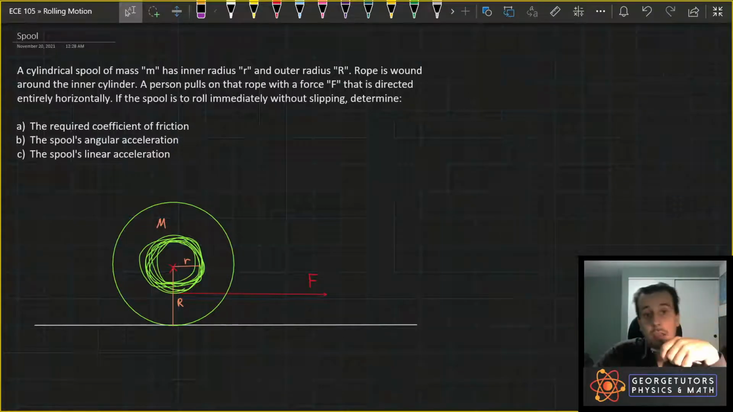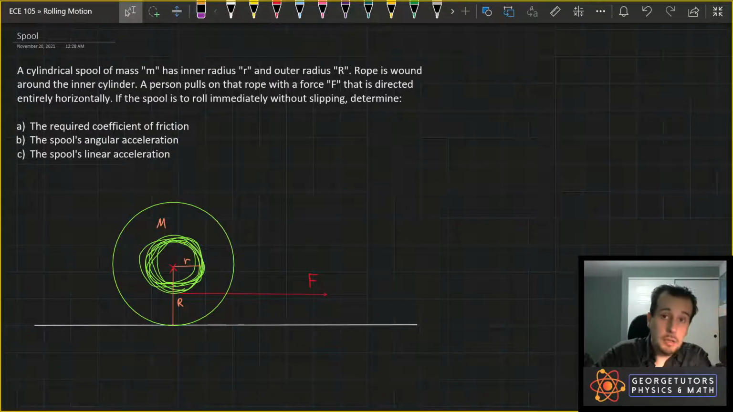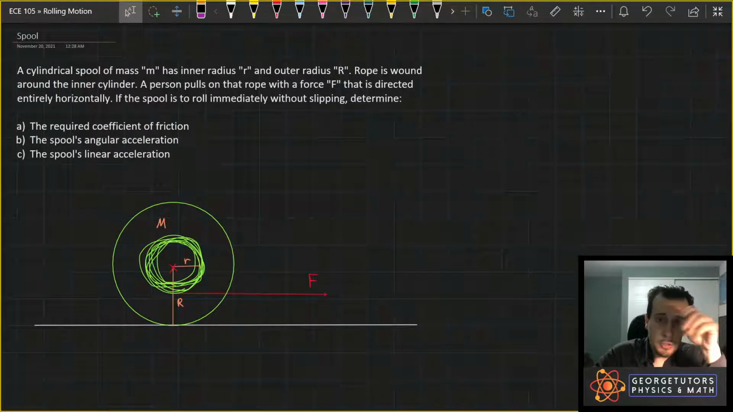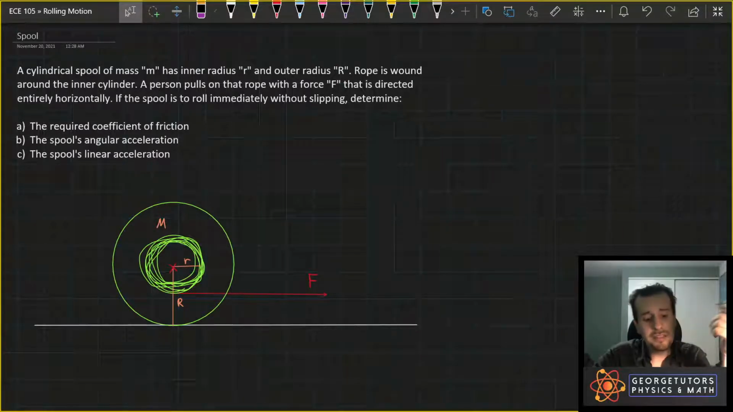Welcome back. So in this video, I'm going to be discussing the behavior of a spool, essentially, which is nothing more than a system of two concentric cylinders, one of inner radius little r and outer radius capital R. Typically in a spool, around the inner cylinder, you will find wound up some kind of rope or wire that some person will eventually exert a directed force on.